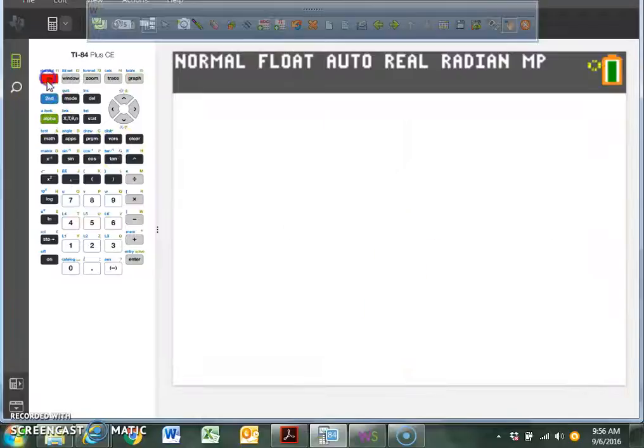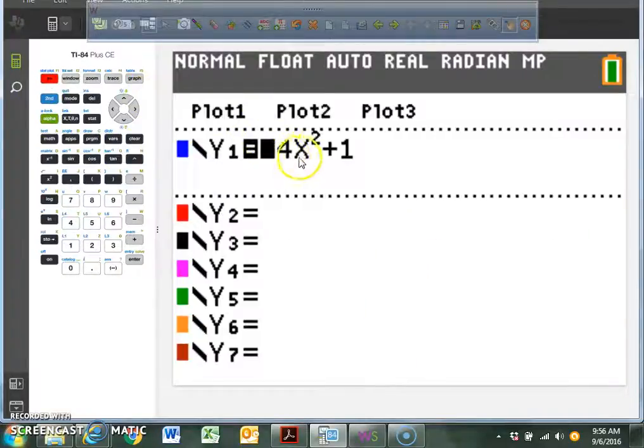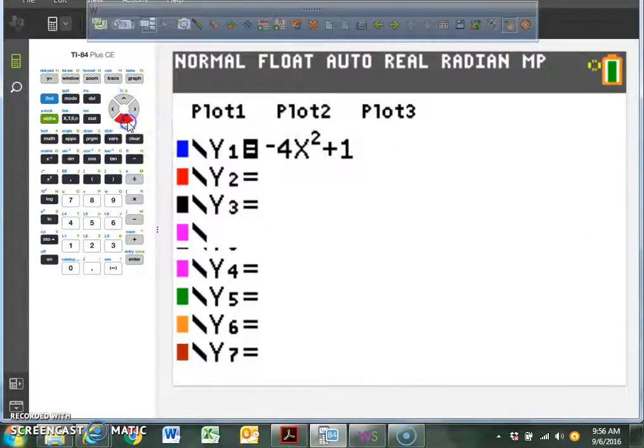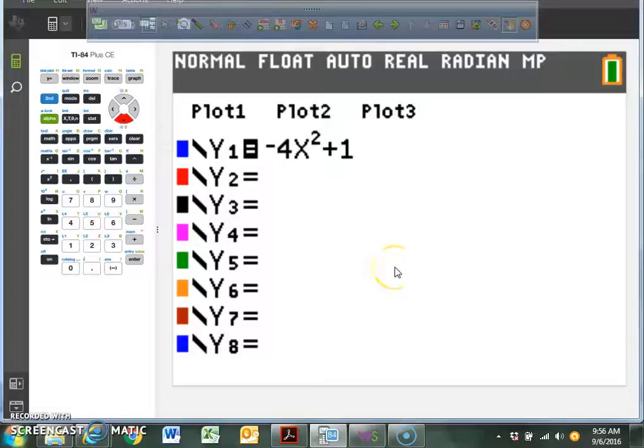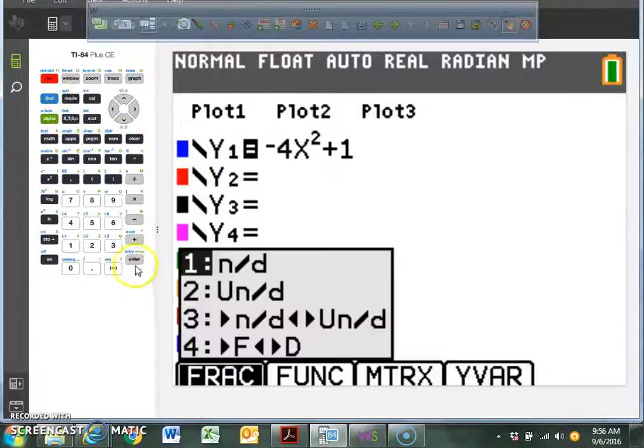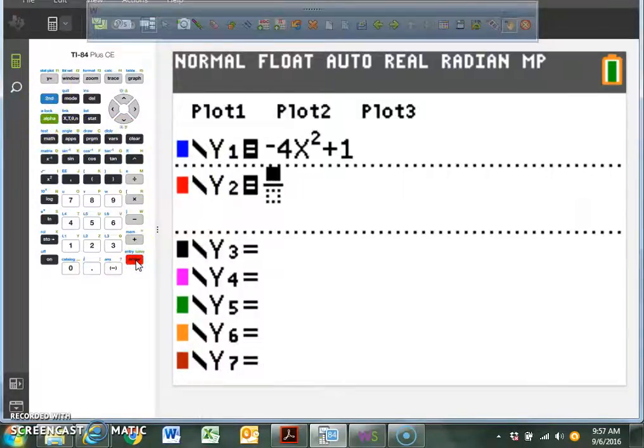Okay? So your first function should be negative 4x squared plus 1. All right? Here's how I want you to type in your second function. Could you please do alpha y equals enter? Alpha y equals enter gets you to the fraction bar.